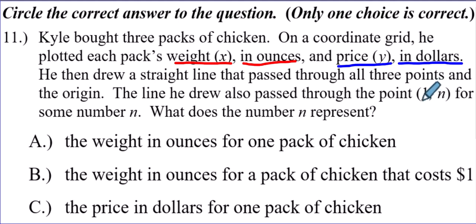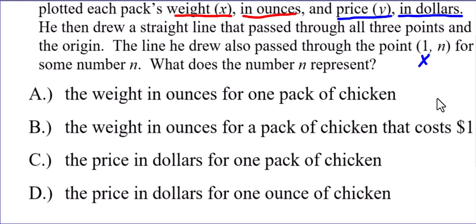Now, something else that's worth noting. They're asking, what does the number n represent? And that's from the ordered pair where the x is 1. Now, you're like, well, we're talking about unit rate then. Yes, I agree, we are. But these are not just saying for you to identify the unit rate. They're giving you very specific words.